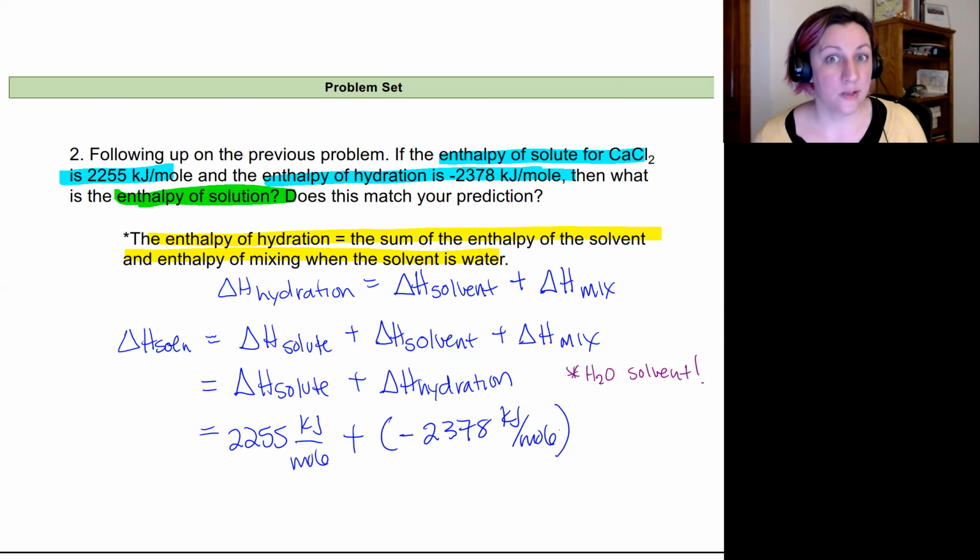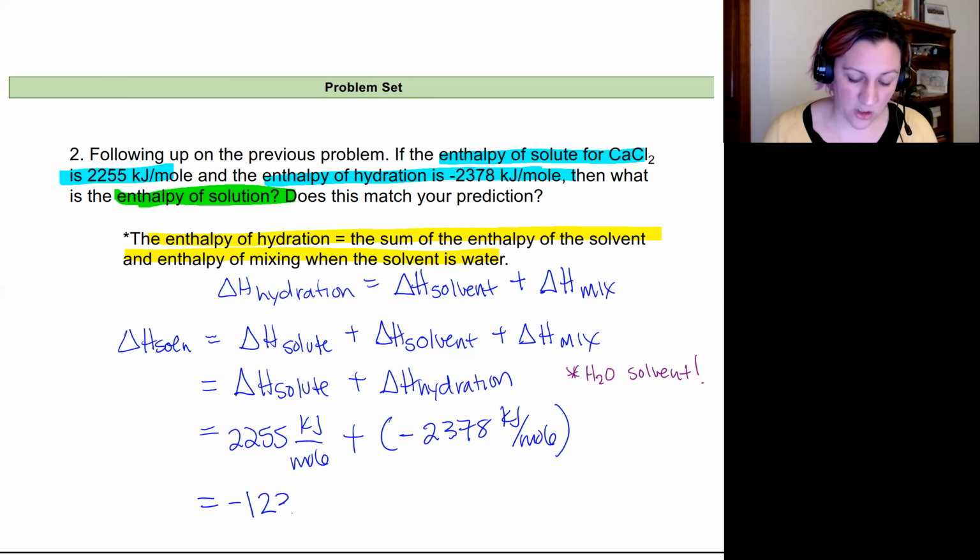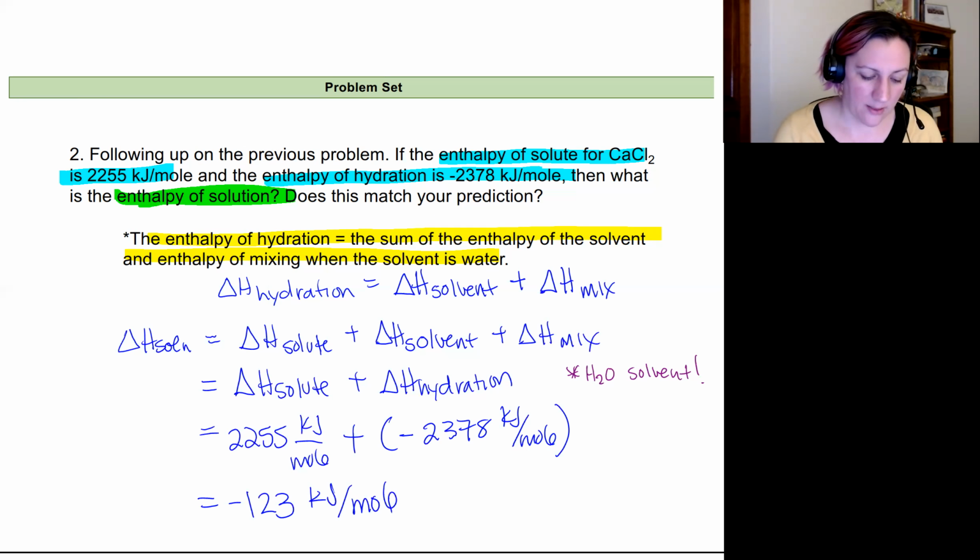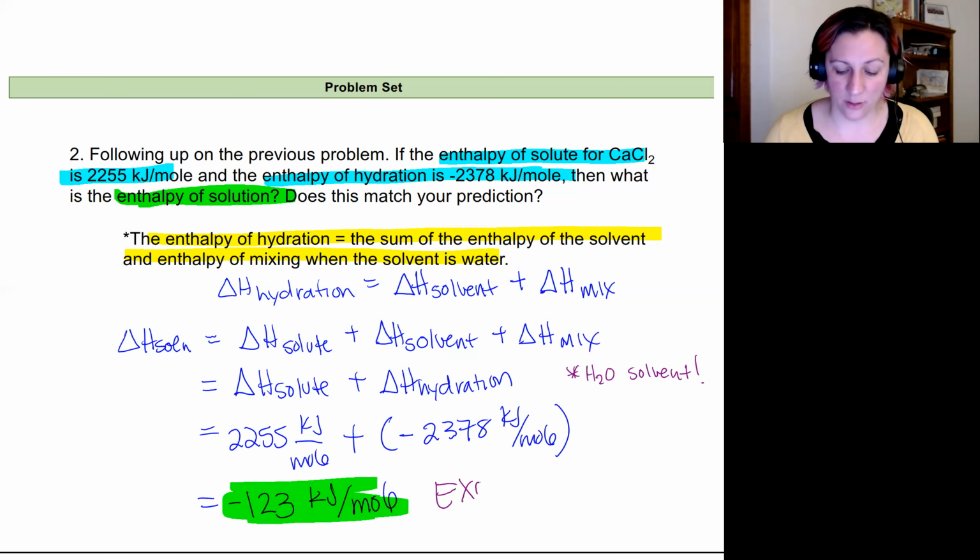All right. So with that, I'm just adding these together and I get a value that's negative 123 kilojoules per mole. So that negative value right here, we'll just highlight this whole thing, that tells me that this is exothermic.